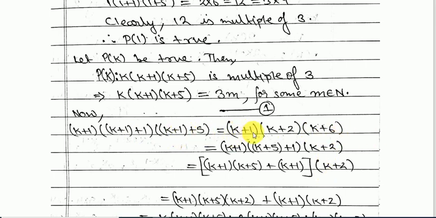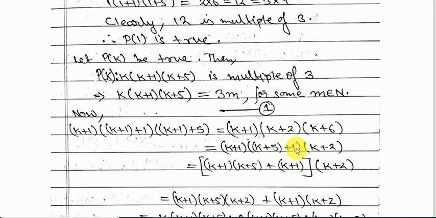Now from this expression you should try to bring out one term, k into k plus 1 into k plus 5. You should simplify and get one term as this, so that in place of that you can use 3m. You can see that here we have k plus 1 and k plus 5, but I don't have k plus 5 in the expression. But from this k plus 6, I can get k plus 5 plus 1.